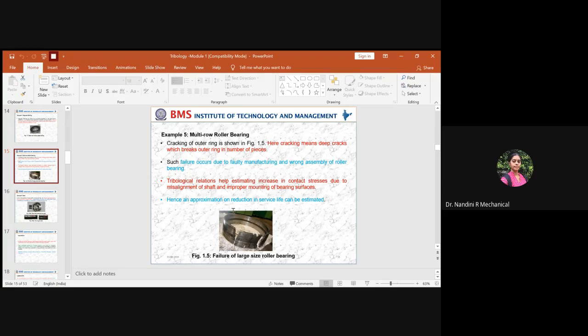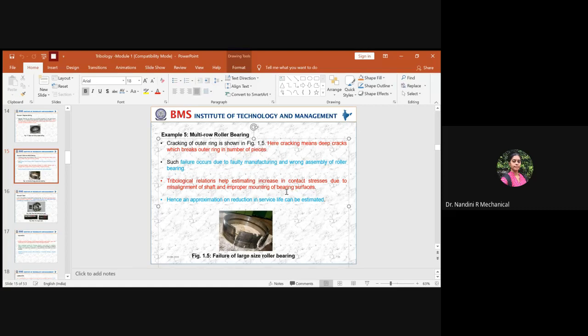Hence, an approximation of the reduction in the service life can be estimated. So once you design and manufacture, you will determine the reliability factor of that machine, for how many years it can be used. So based on its lifespan, you can also establish its service life period. And if that kind of problem comes into the picture, the failure and all, it will reduce its service life.